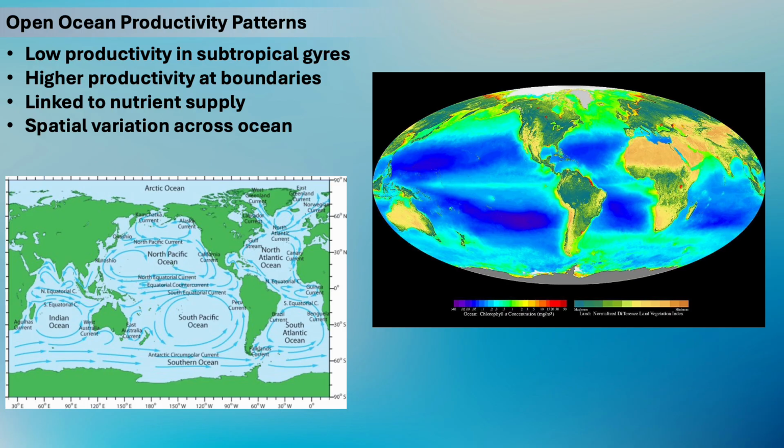Equatorial regions can also show elevated productivity due to upwelling associated with wind-driven divergence of surface waters. This brings nutrient-rich deep water into the euphotic zone. These spatial patterns illustrate how physical ocean processes shape biological productivity on a global scale. Understanding these patterns is essential for interpreting marine ecosystems and global carbon cycling.